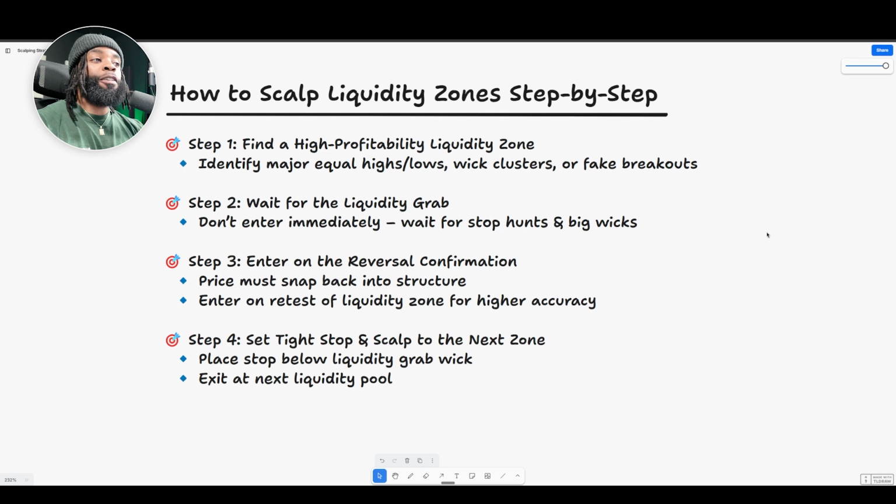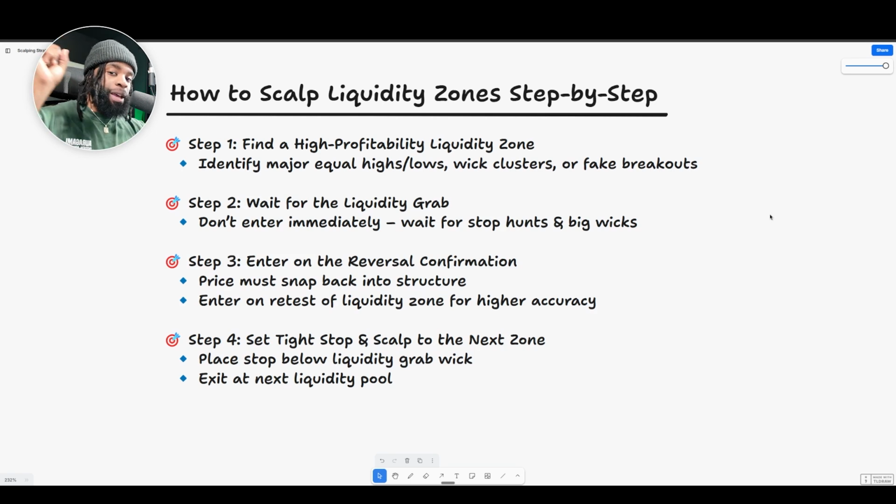Step 1, find high probability liquidity zones. Identify major equal highs, lows, wicks, clusters, or fake breakouts. Step 2, wait for the liquidity grab. Don't enter immediately. Wait for the stop point, which is once again that big wick, that large wick, buy stop, sell stop, wick outs. Wait for that first, and then step 3, enter on the reversal confirmation.